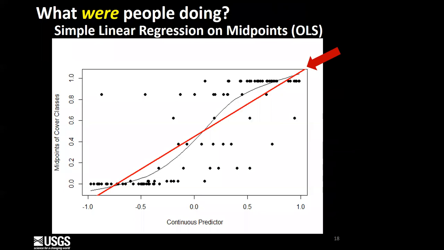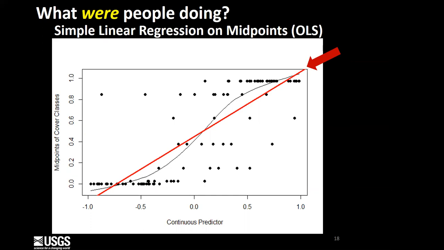So what were people doing with this stuff? They were, much to my dismay, and continue to use the midpoints of the cover classes, right? So they take that cover class, they convert it to the midpoint, and then they use what they know how to use, because that's what we teach them in intro stats classes, which is linear regression. So here is an example. This is simulated data again, where I have the midpoints of the cover classes on the y-axis, and then a made-up continuous predictor on the x.